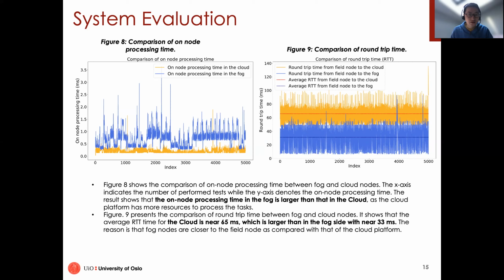Figure 9 shows the comparison of the round trip time between fog and cloud nodes. It shows that the average round trip time for the cloud is near 65 milliseconds, while it's larger than that of the fog side of 33 milliseconds. The reason is that the fog node is closer to the field node as compared with the cloud platform. Here also shows the machine learning model can be trained in the cloud platform to take full advantage of the computing resources, and the trained model can then be transferred and deployed on the fog node to guarantee low latency decision making.